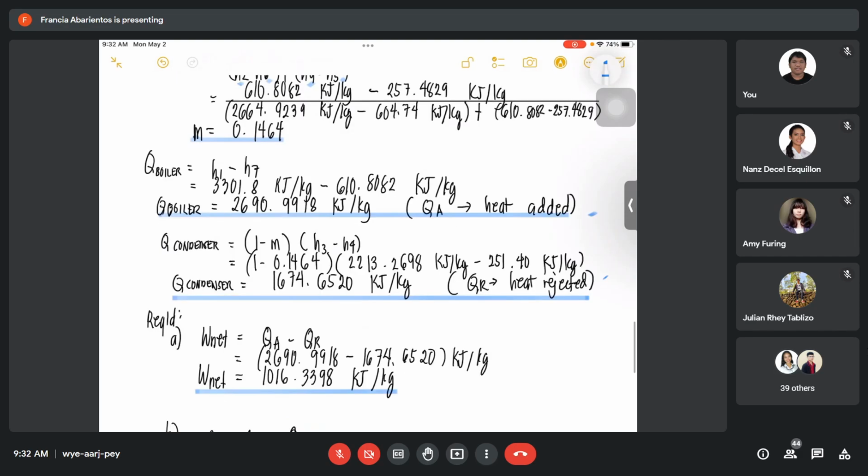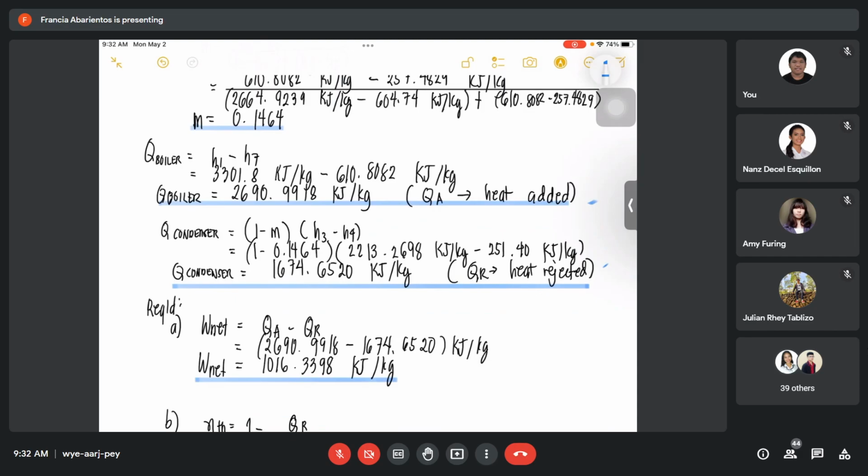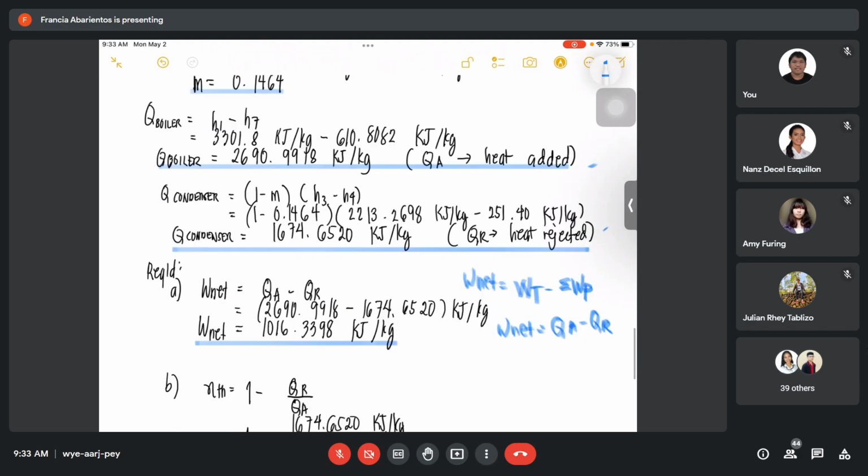And finding the work net. Earlier, class, we could make use of the equation, the work of the turbine minus the summation of the work of the pumps. That is possible in finding the work net. This is another way of computing: work net is equal to the heat added minus the heat rejected. Okay? So this is now the work net, 1,016.3398 kilojoule per kilogram mass.